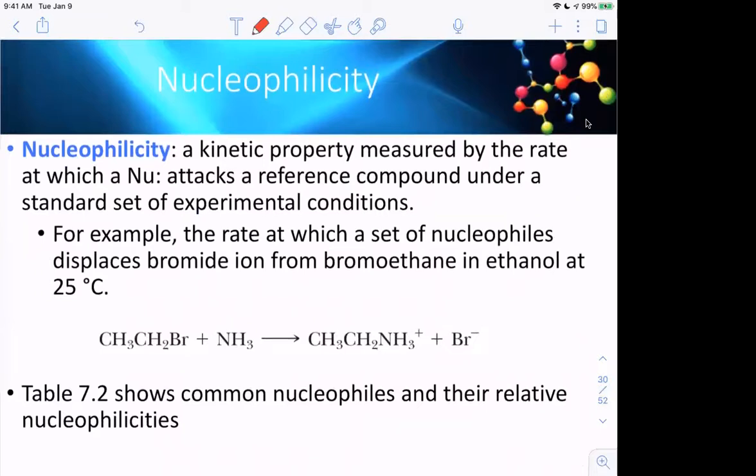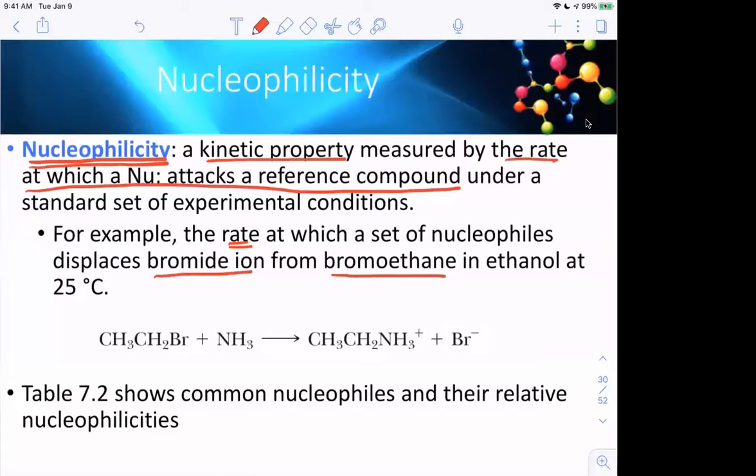So there's something called nucleophilicity. Obviously, this has to do with the nucleophile. It's a kinetic property, and it's measured by the rate at which a nucleophile attacks a reference compound, using a standard set of experimental conditions. So what I'm trying to figure out is which nucleophile actually reacts faster, right? So here's an example. If I look at the rate at which a set of different nucleophiles displaces bromide ion from bromoethane, all of these reactions are done in ethanol at 25 degrees Celsius.